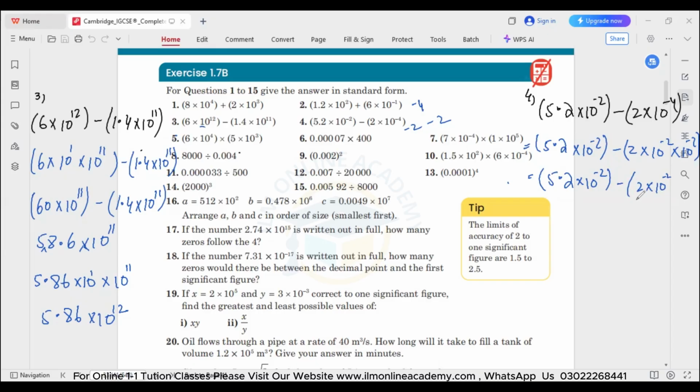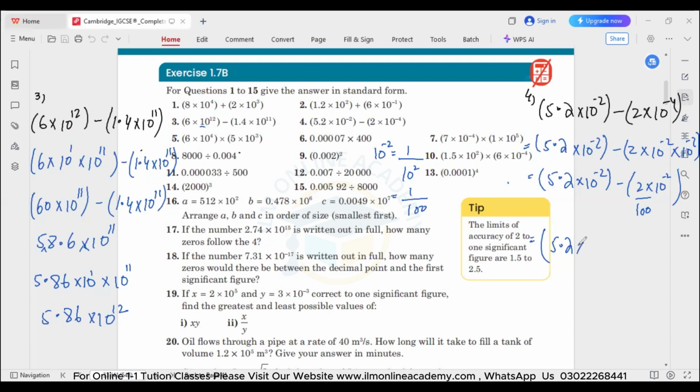But this 10 power negative 2 means 100 in the denominator, if you know this. Like if I have a negative power, like 10 power negative 2, I can make it positive after bringing that into the denominator. And this basically means 1 by 100. So that's the thing that I've done over here.